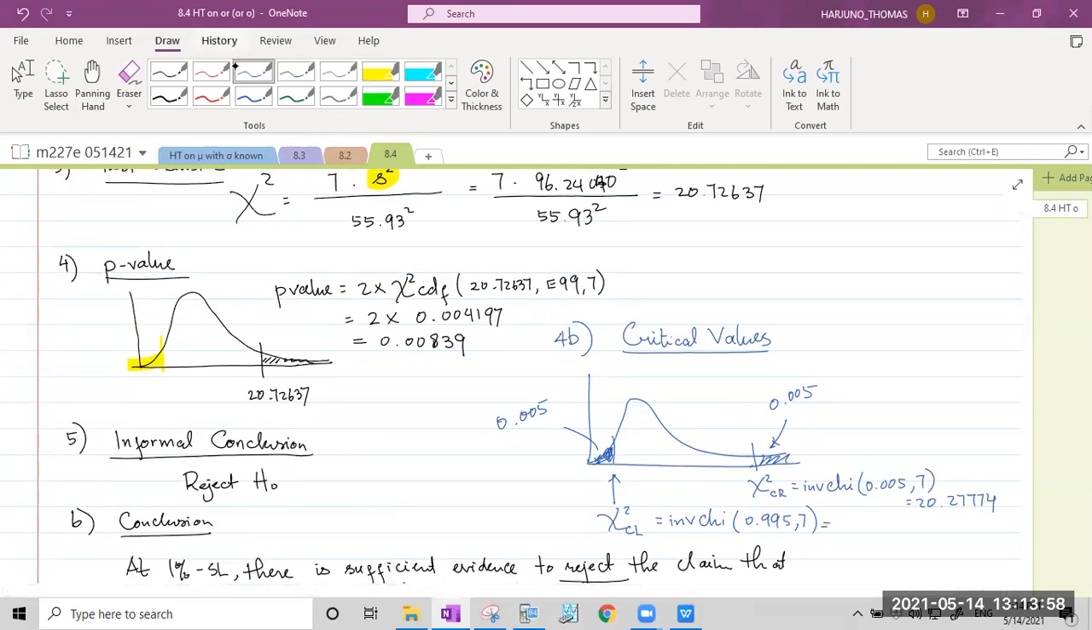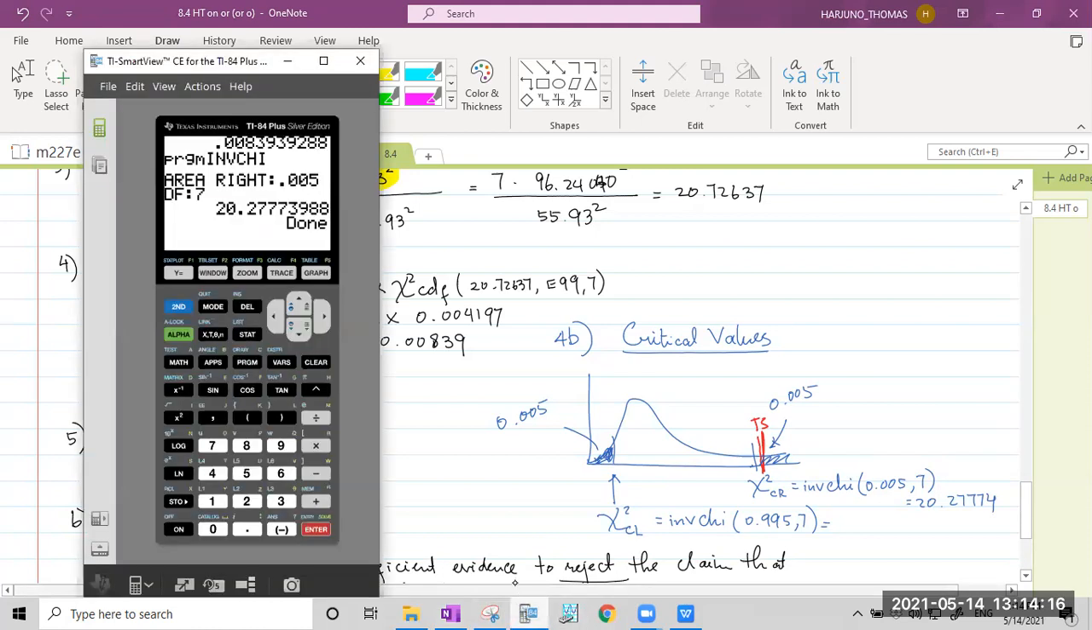And see, the test statistic is here, 2.072. So this test statistic is slightly outside, slightly to the right of that critical value, right? But that's enough to reject the null hypothesis.